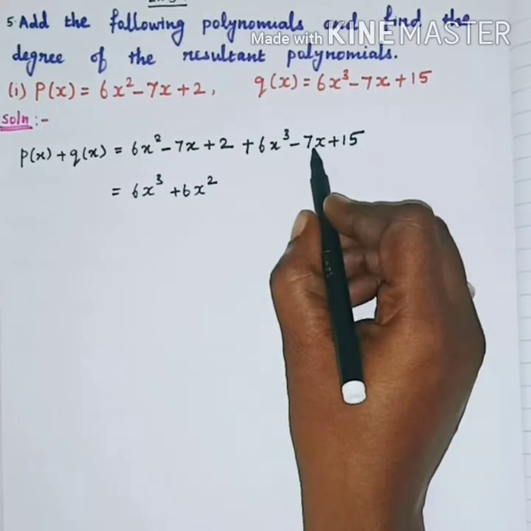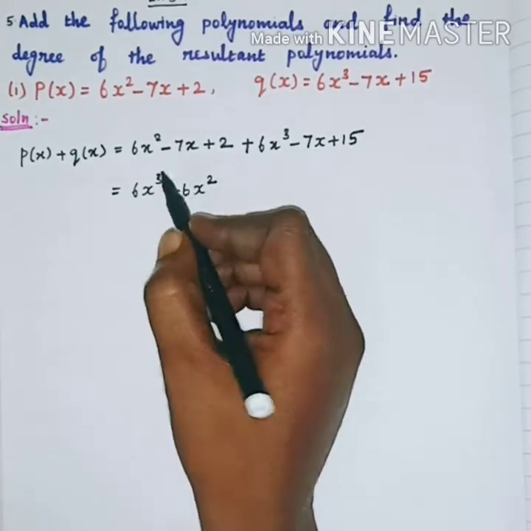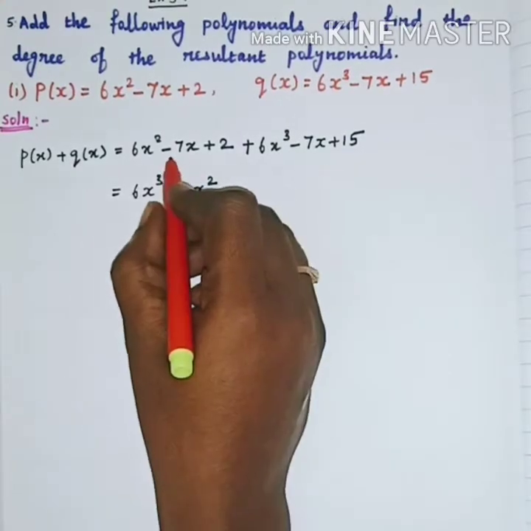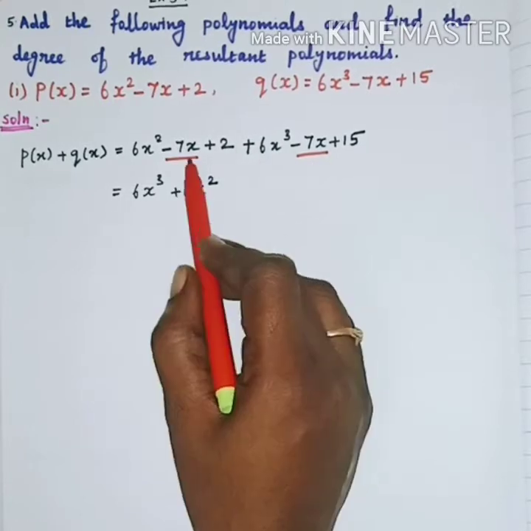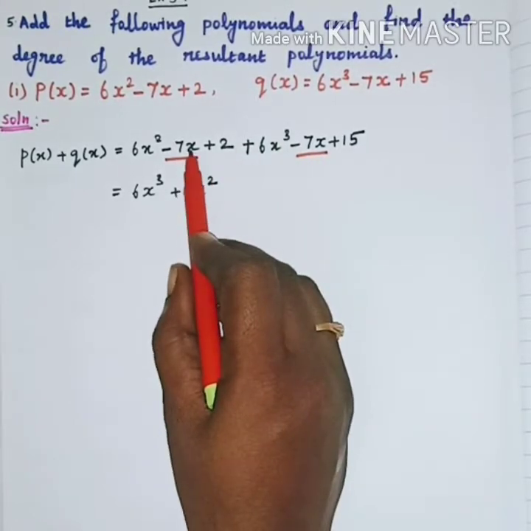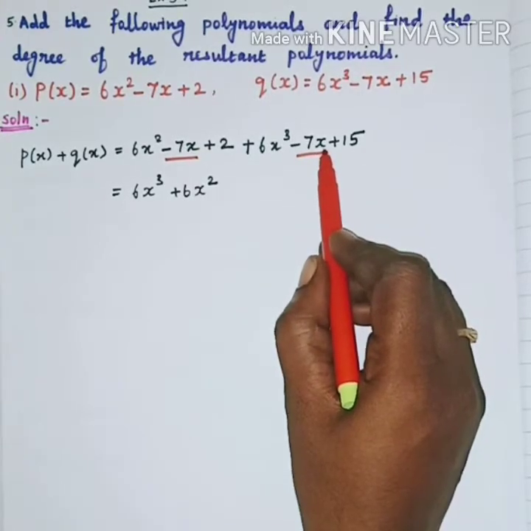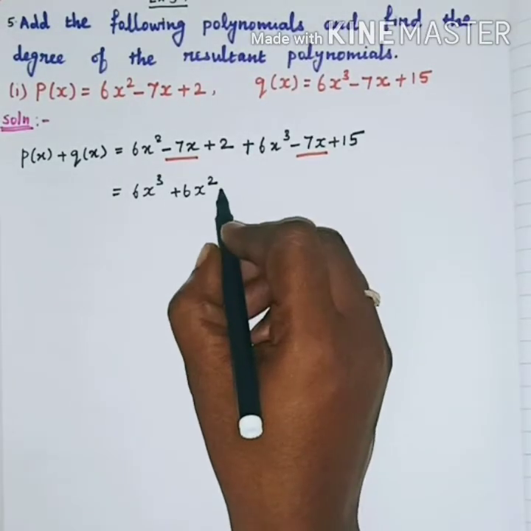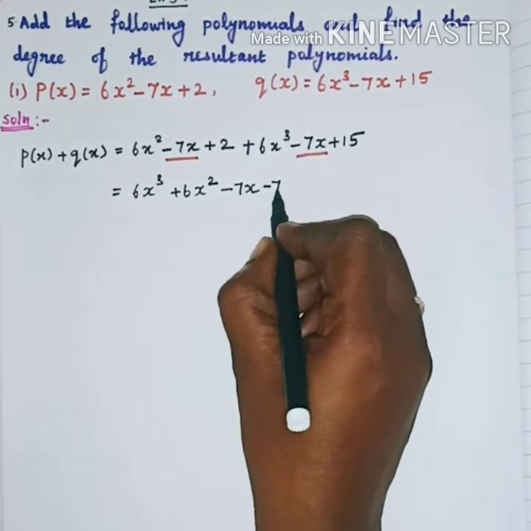And then the x term. The coefficient of the x term is minus 7x and minus 7x. We have two terms in the variable x, minus 7x and minus 7x. These two terms are called like terms because here is also the variable x and here is also the variable x. So these two terms are called like terms. We have to combine the like terms together. So minus 7x and then write minus 7x.